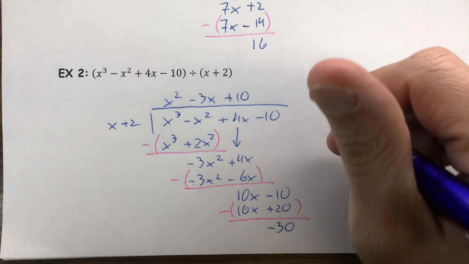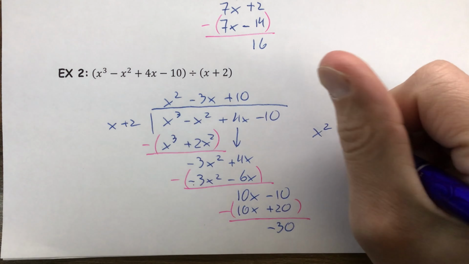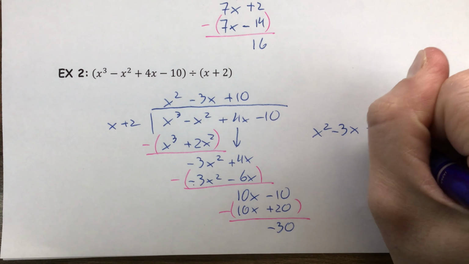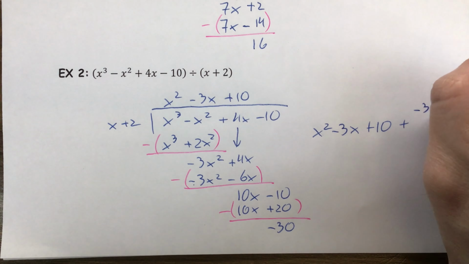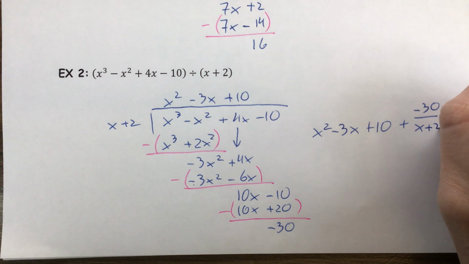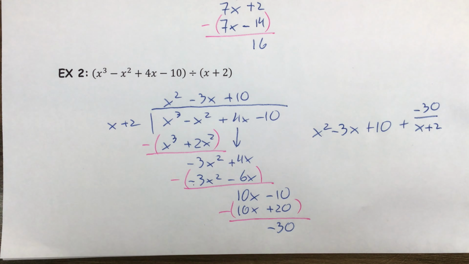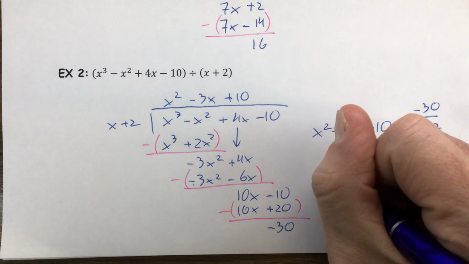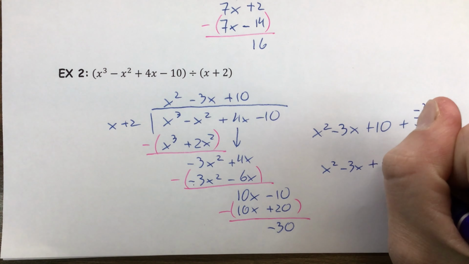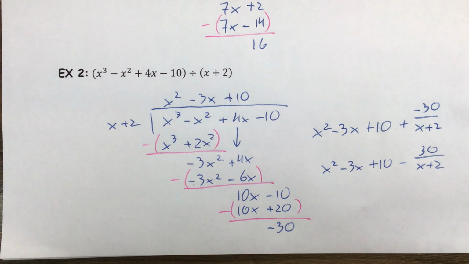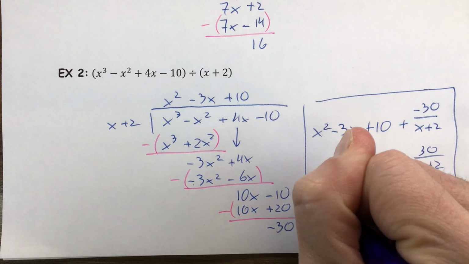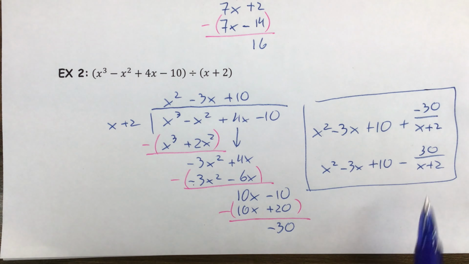So the answer here will be x squared minus 3x plus 10 plus a remainder that will be negative 30 over x plus 2. And yes, you do have the option to move that negative out front. You could write it this way. That would be an option. Both of those are good answers. However, in a later problem, we're going to see that the top is going to be a binomial. In that case, I would not move the negative out to the front. It's easier just to keep it in the top.